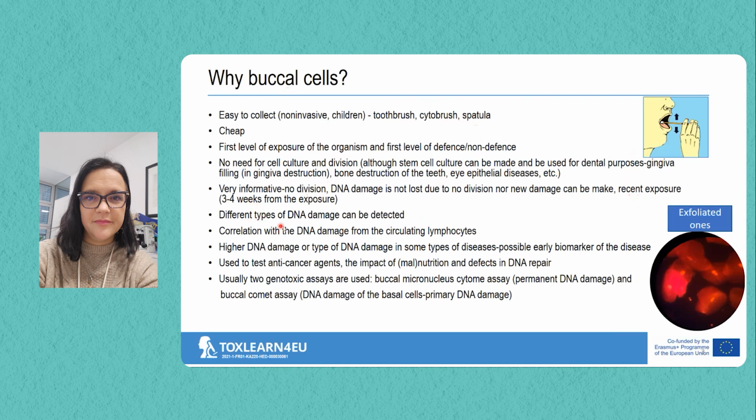You can detect different types of DNA damage, and there is also a correlation of the damage from the buccal cells with the DNA damage found in the circulating lymphocytes from more invasive techniques of sampling.